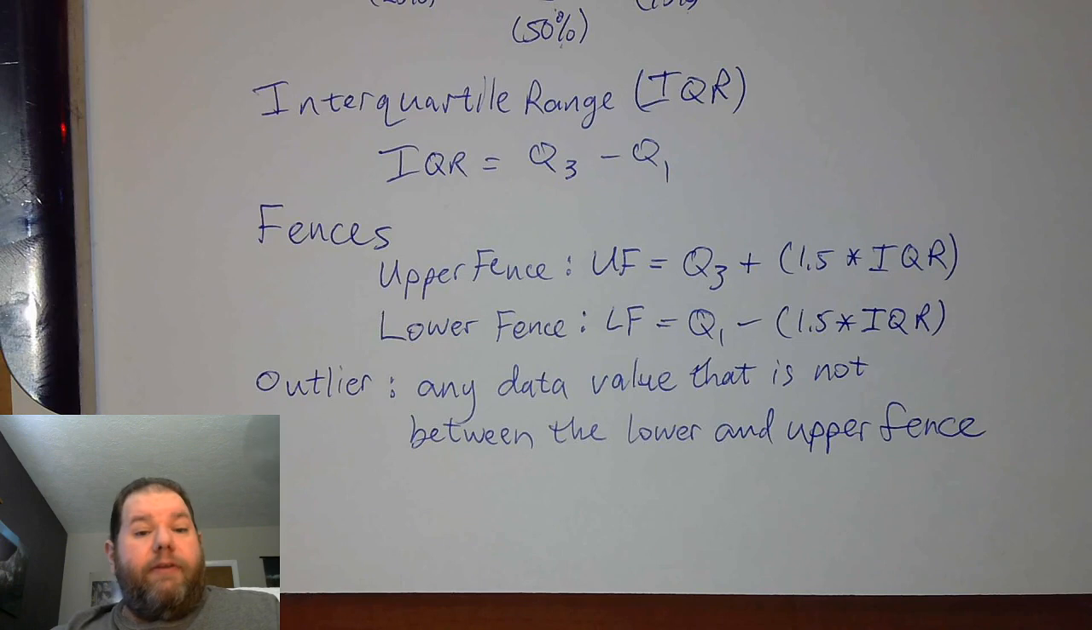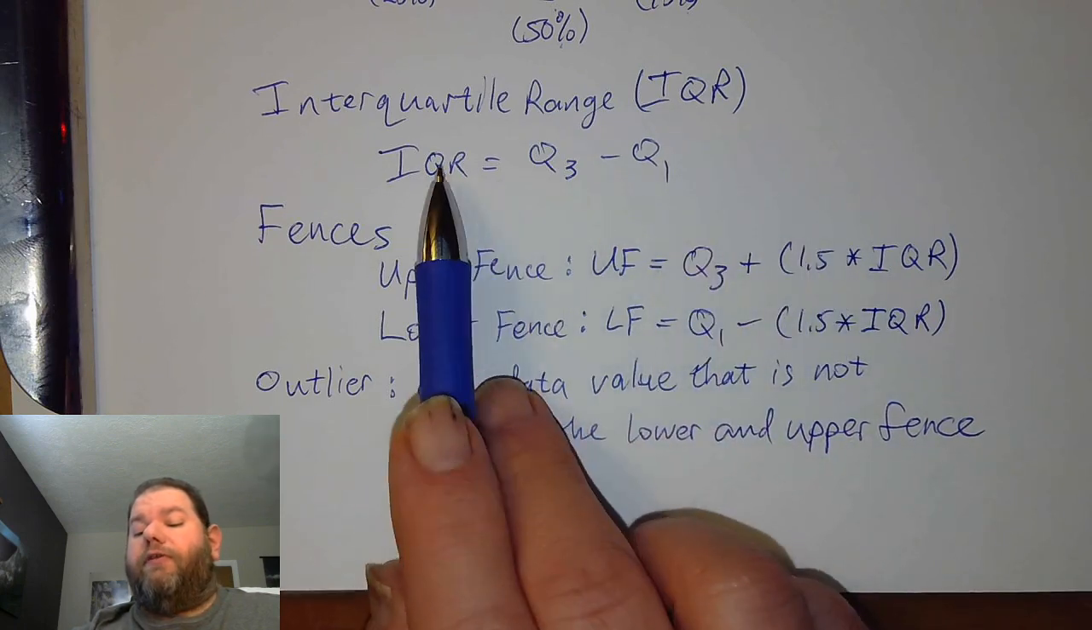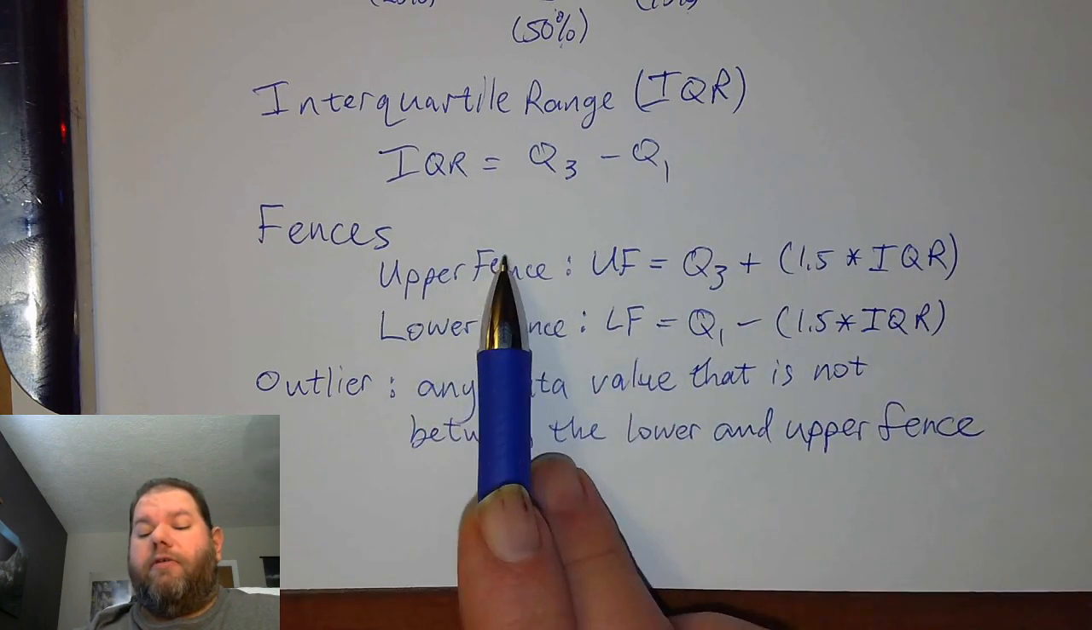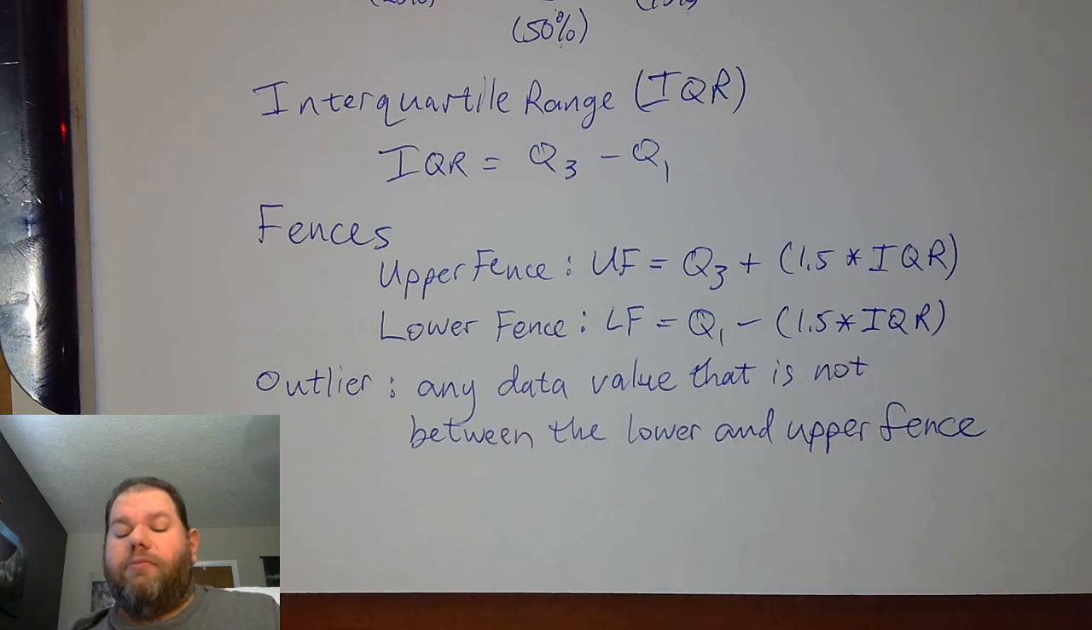Okay, so that summarizes our process right there. We calculate the interquartile range, then use that to help us calculate the two fences, and then any of our data values that are not between those two fences are considered outliers.